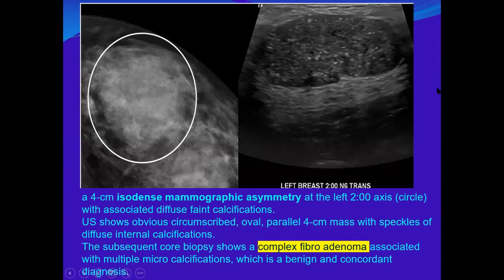All are characters going with probably benign, except for this studied microcalcification and tiny cystic changes, raising the speckles of microcalcifications and cystic changes, raising complex fibroadenoma. And even if this is complex fibroadenoma, it has to be biopsied. Okay, and the diagnosis was concordant.